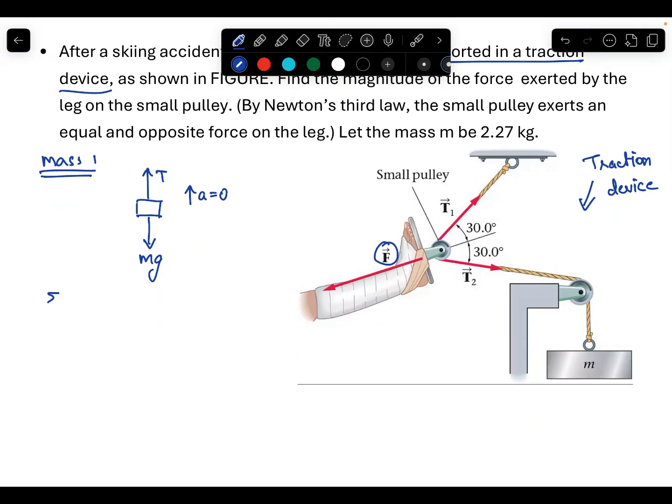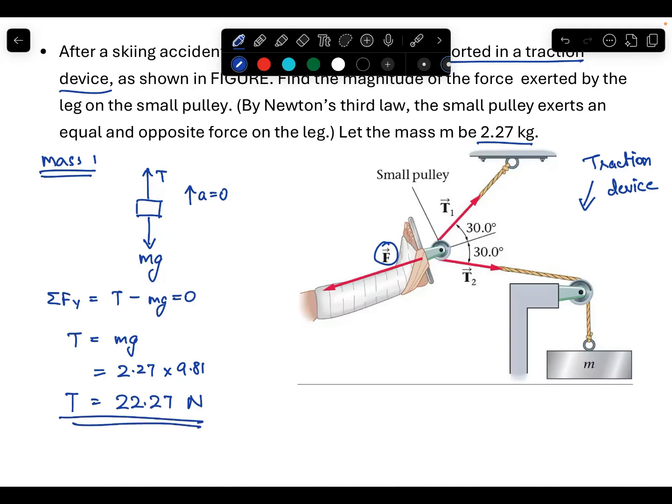So performing summation of forces in the y direction, I have T minus mg is equal to 0. So tension in the string is just equal to the weight of the mass. I know the weight of the mass is 2.27 multiplied by 9.81, which is 22.27 newtons. So perfect. I know the value of T.